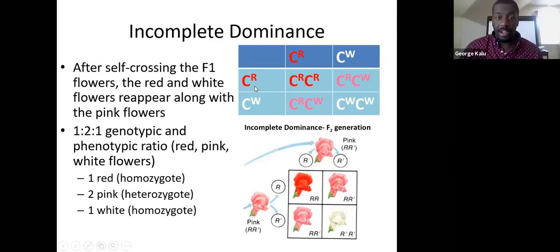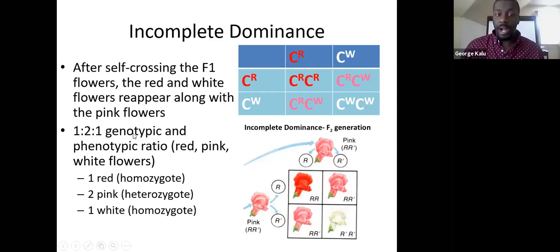So here we have some pink parents, CRCW and CRCW, and we allow them to mate with one another. When they mate, you again do your Punnett square just like normal. Here we have CRCR, and so these would come up as red. Here we would have CRCW, so we'd come up as pink over here again. Again, CRCW, so we'd come up as pink over here. And then we have CWCW, and so we end up with white. And so here we see that the red and the white flowers are able to appear again in the next generation, along with the pink flowers.